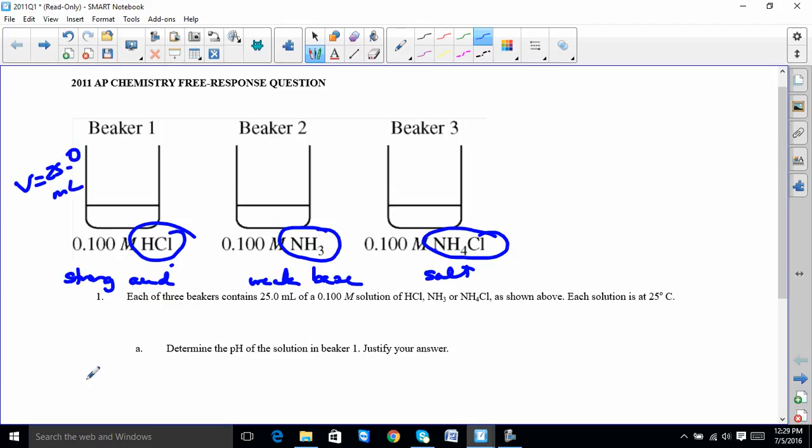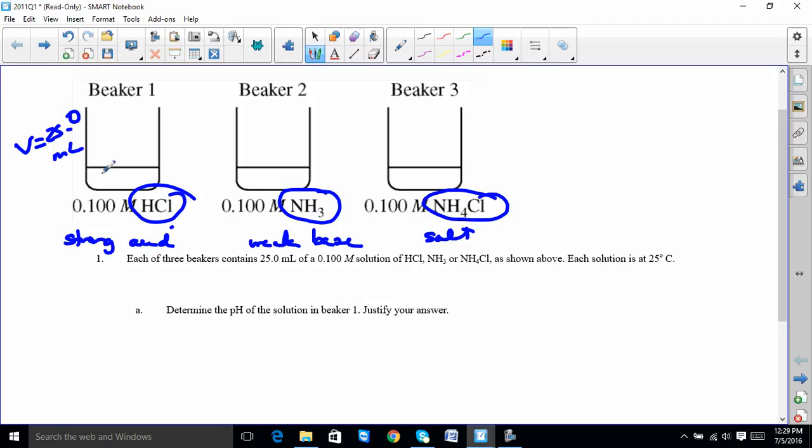First question, determine the pH of the solution in beaker 1. Justify your answer. What you need to know is that beaker 1 is a strong acid. We do not do ice charts for strong acids or strong bases. There's lots of ways you can do it. I call it a BE chart.